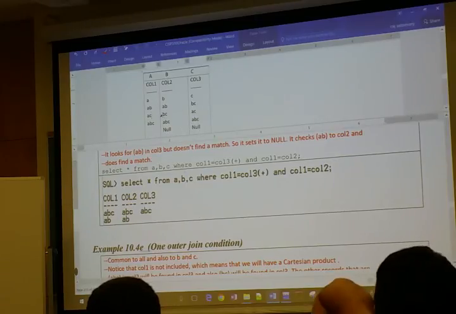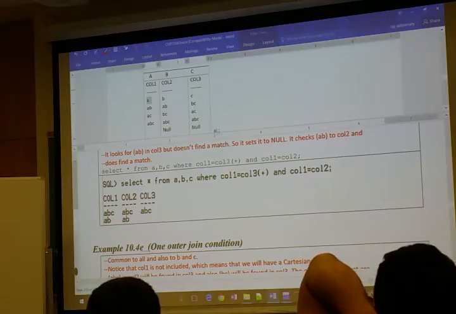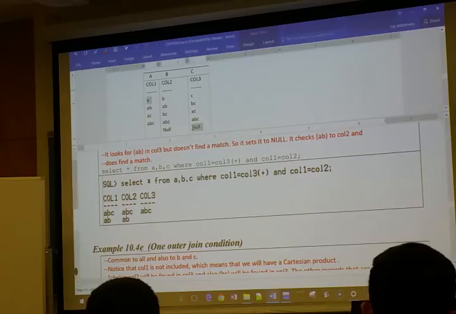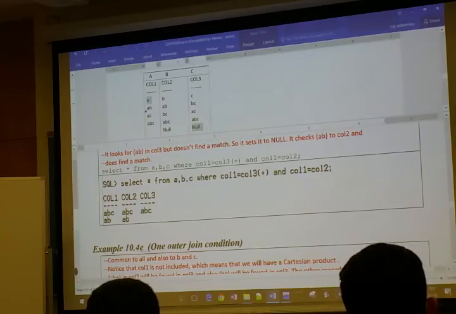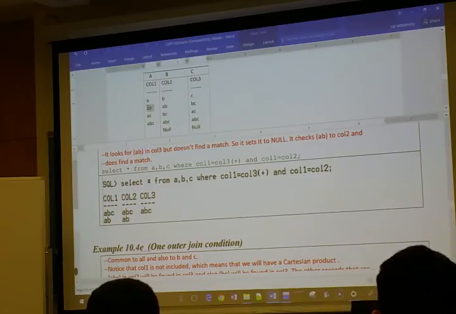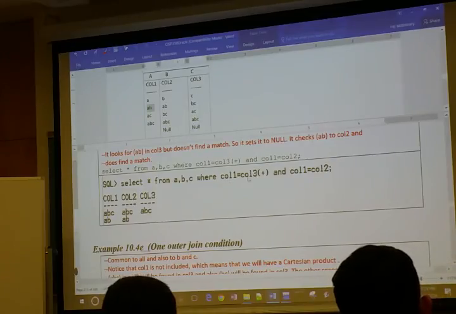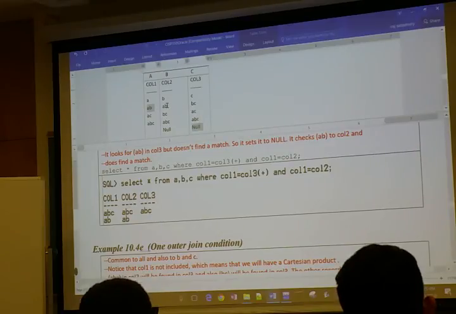Column 1 equals column 3. So, does A match up with anything in here? No. But do we care? No. There it is. And then it says column 1, does it equal anything in column 2? No, it doesn't. So we abandon it. What about AB? Does it match up with anything in column 3? So notice column 1 with column 3. The answer is no. So then do we care? No. And then does column 1 equal anything in column 2? Yes. We find it. And so that's where we get the AB, AB, and then the no.